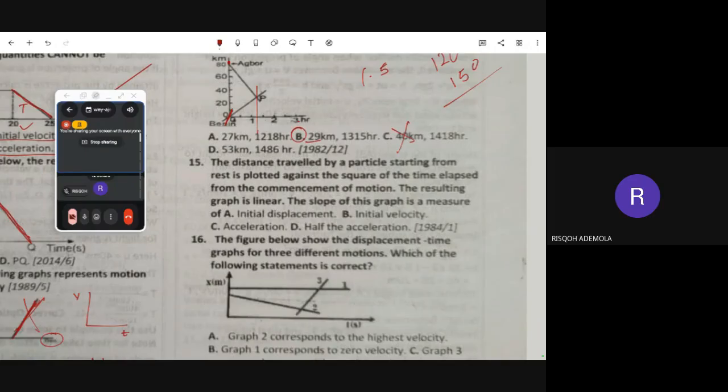Question 15, I want to think about it. Distance traveled by a particle starting from rest is plotted against the square of the time elapsed. So you have something like this: distance over t squared. The resulting graph is linear, so we got a linear graph, either like this, or like this, or like this. It's linear. The slope of this graph is a measure of. Maybe I can think.